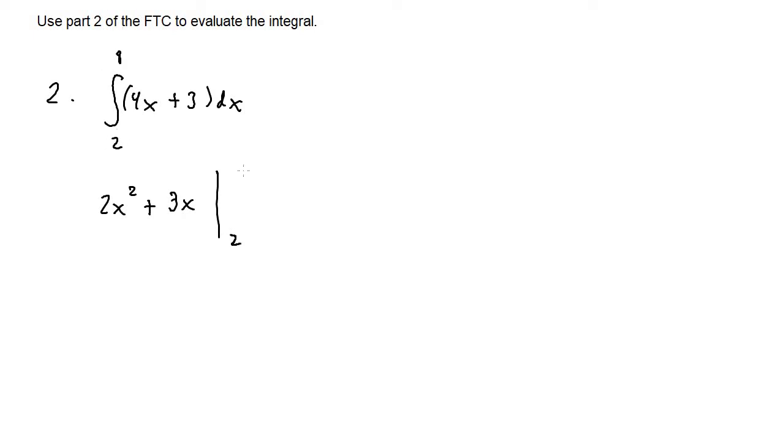So plug in 2 as the bottom bound, 8 as the top bound. When we evaluate, we first plug in 8 into the function, so we get 2 times 8 squared, which is 64, plus 3 times 8, 24, minus when I plug in the bottom bound into the function, so when I plug in 2, I get 2 times 2 squared, which is 4, 2 times 4 is 8, plus 3 times 2, which is 6.